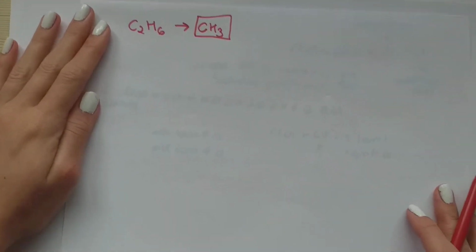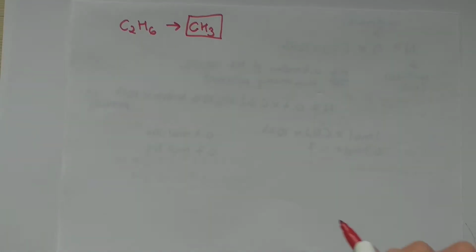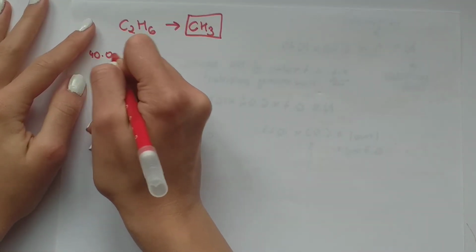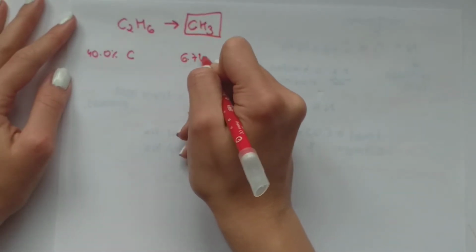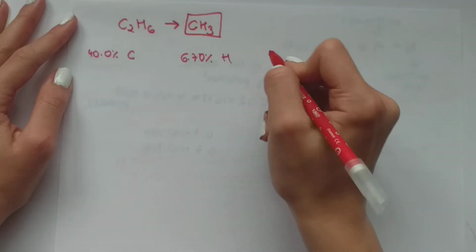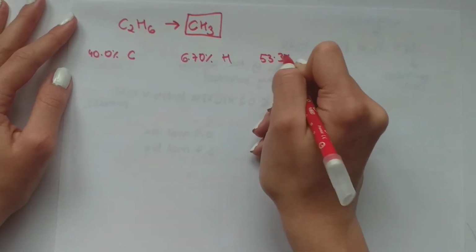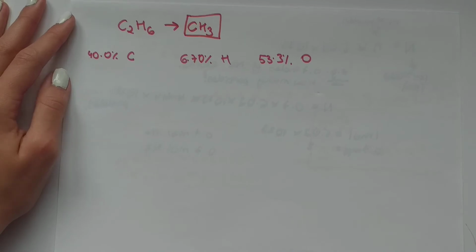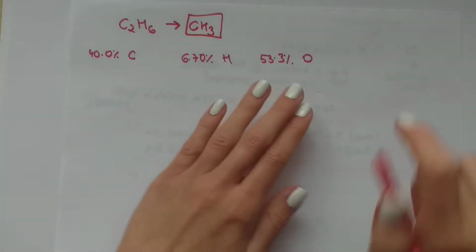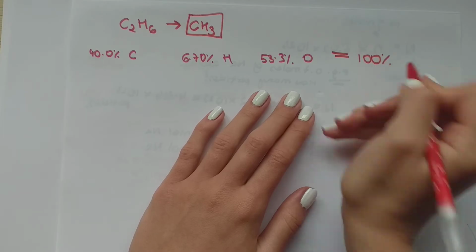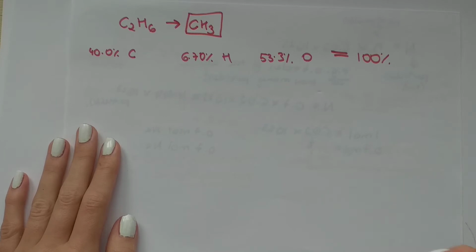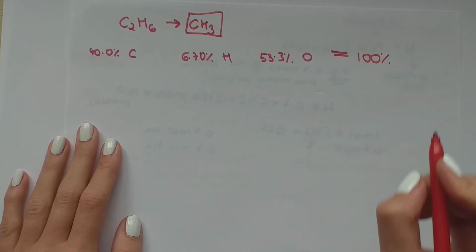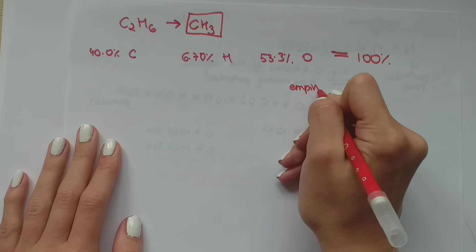But now let's imagine in your exam question you are told they have 40% of carbon in a compound, you have 6.70% of hydrogen in your compound, and you have 53.3% of oxygen in your compound. These three numbers equal 100%. So you straight away know that your compound is formed of carbon, hydrogen and oxygen. And now you are told to find the empirical formula.